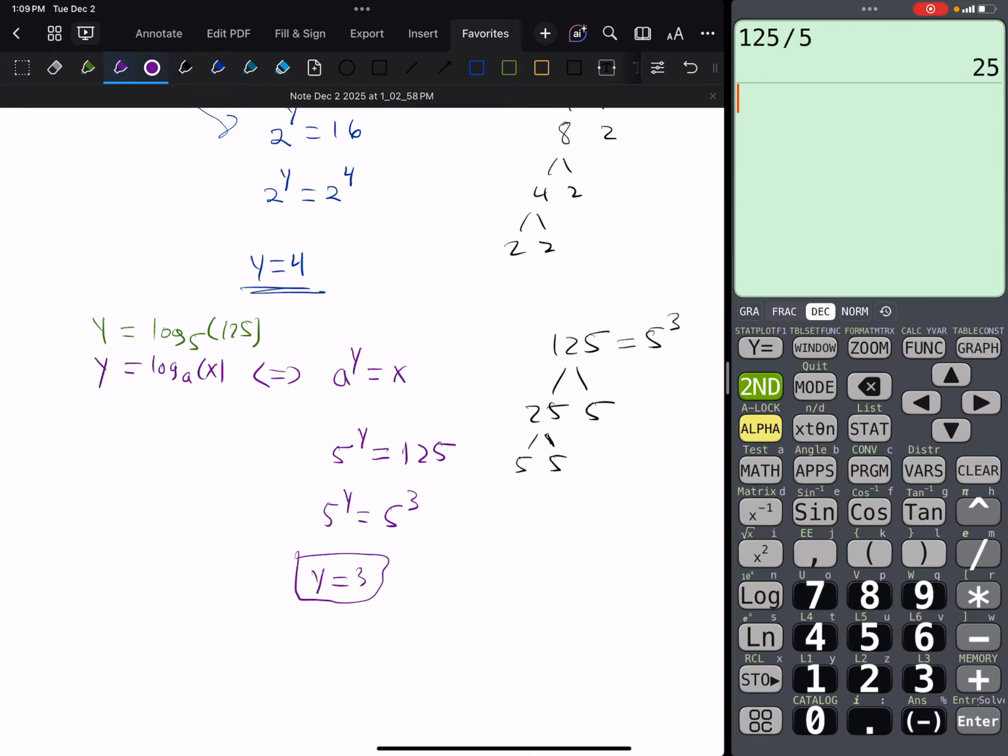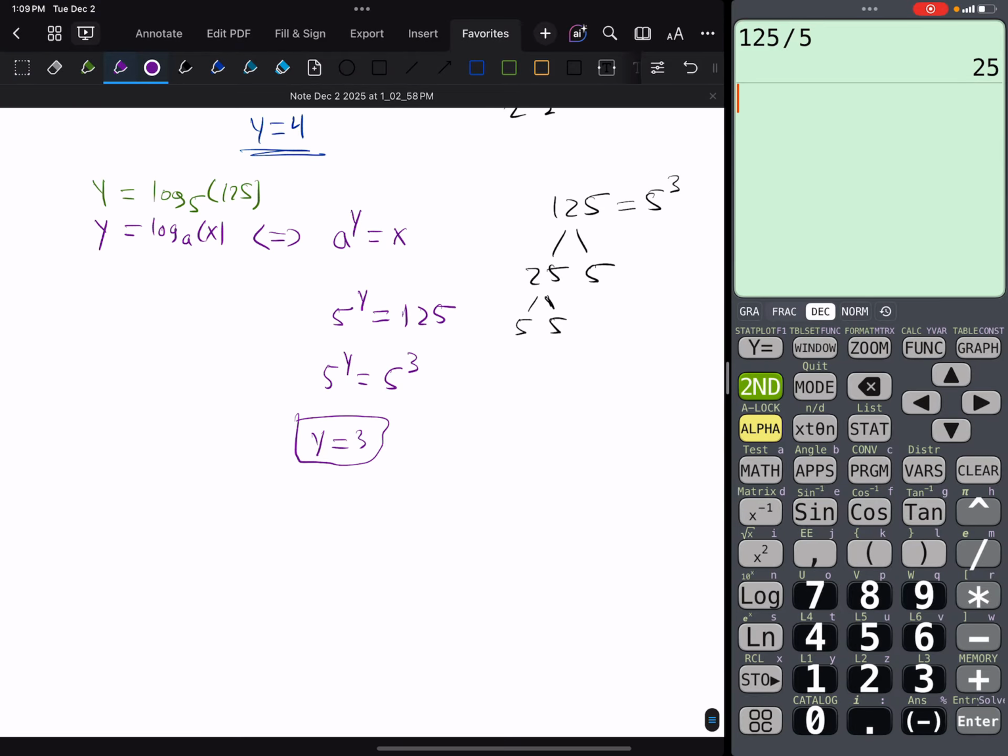Let's take a look at one that might not be as obvious: the natural log of 1. Let's say y equals natural log of 1. Well, what did we say? We said that log base a of x equals y is the same as a to the y equals x.